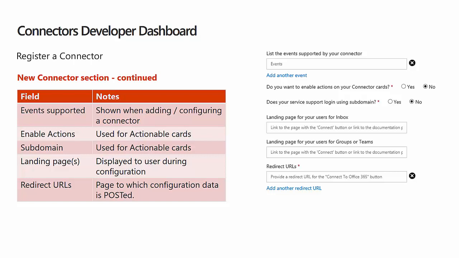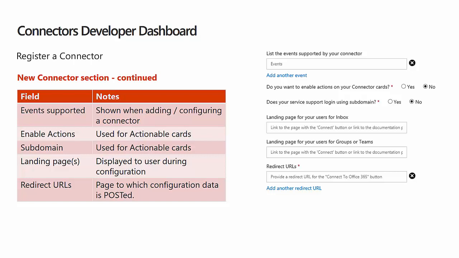We need a landing page for our users with the inbox and/or Teams. When the users first click the configure button inside the list of connectors, they see our landing page. That provides information about your connector as well as abilities to invoke the connection. The specifics of this change based on the hosting application, but you want to make sure you understand you have these options. Furthermore, you have a redirect URL, which is the page to which the data information is sent.